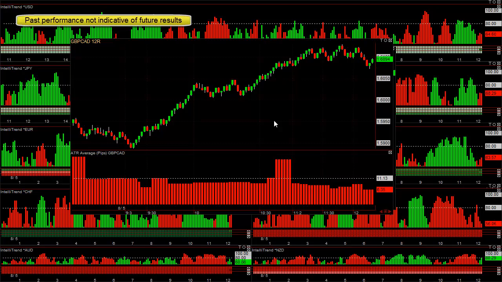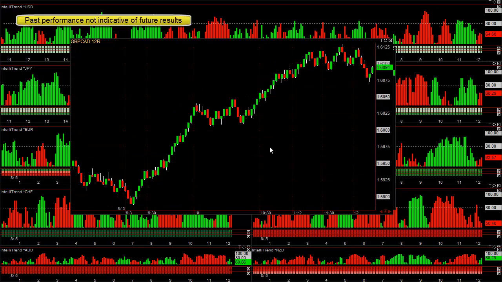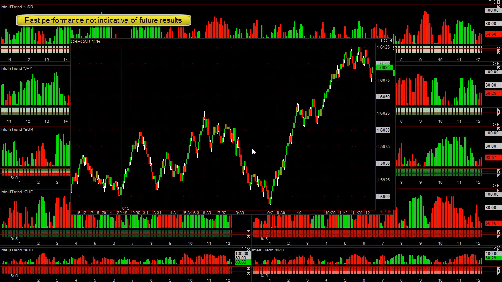And this will allow you, let's get rid of this tool now because it only works on time-based charts. This will allow you to clean up your charts a little bit based on each currency's normal volatility.